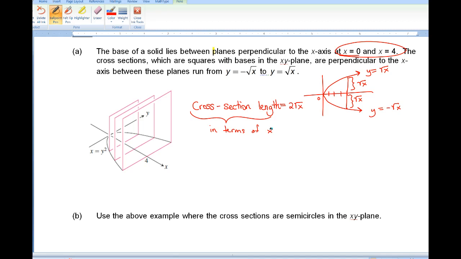Now, we want to read what type of cross sections we have. They're always different shapes, so we want to read very carefully in the directions. These are going to be squares with bases in the xy plane. So that means, what's the area of a cross section?